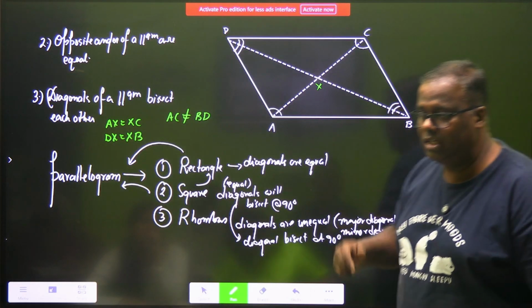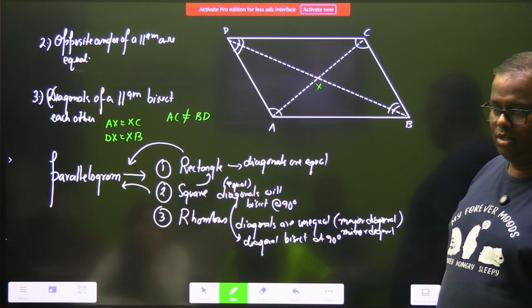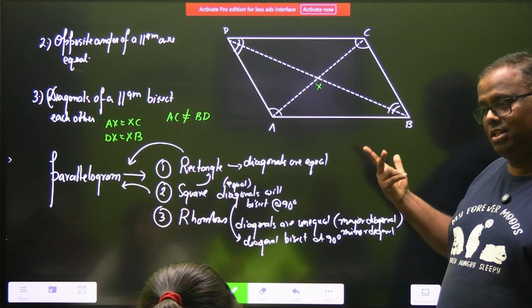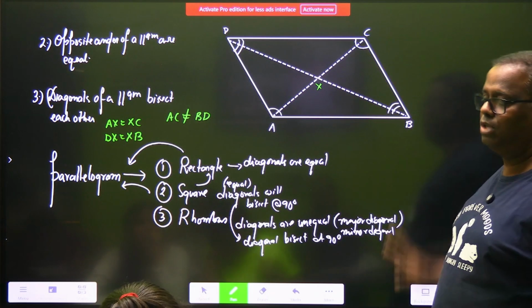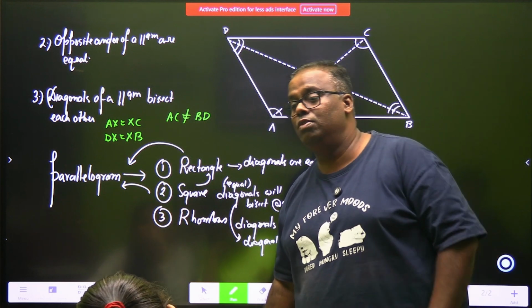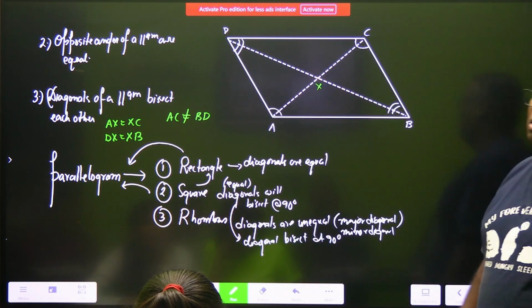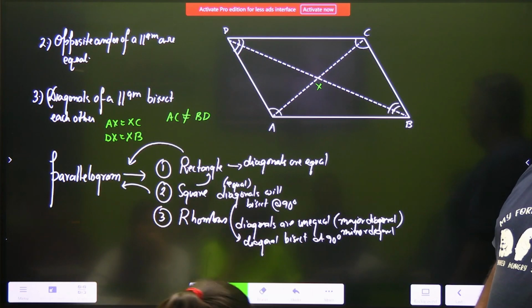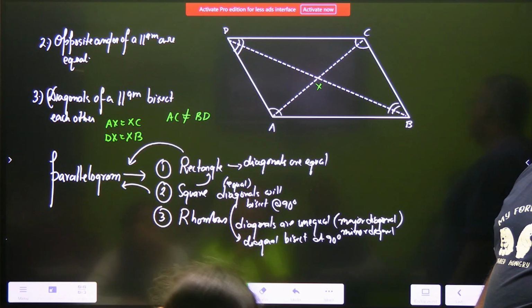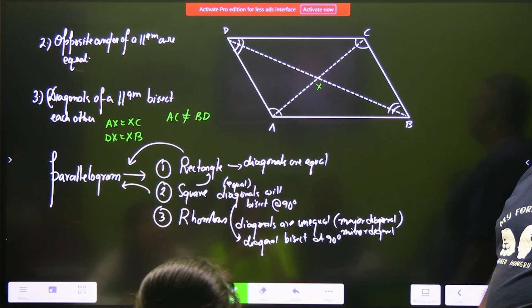Speciality about rectangle is that the diagonals are equal. About square is that the diagonals are equal, but in rhombus the diagonals are not equal. These things you have to keep in mind while we are solving problems related to parallelogram. Is this much clear? Anyone has any doubt? No.